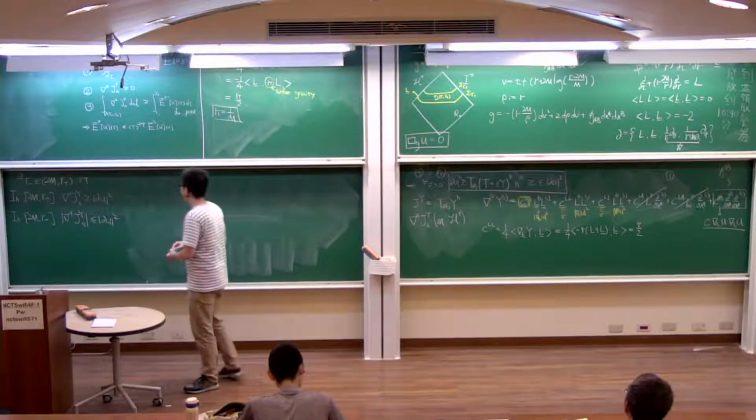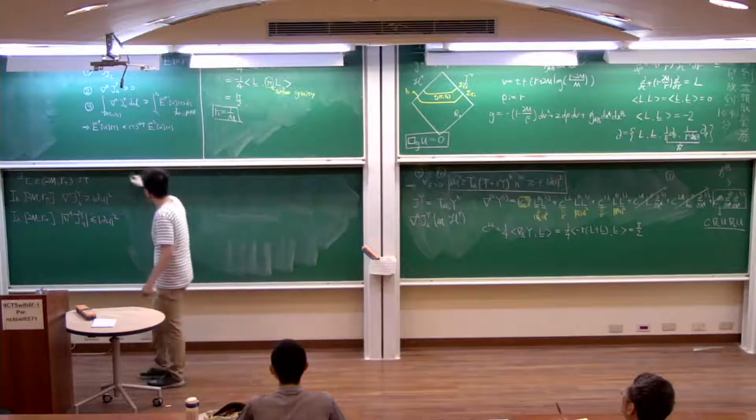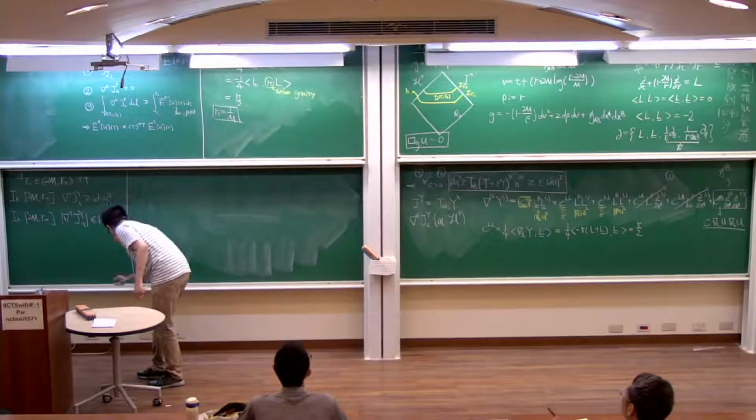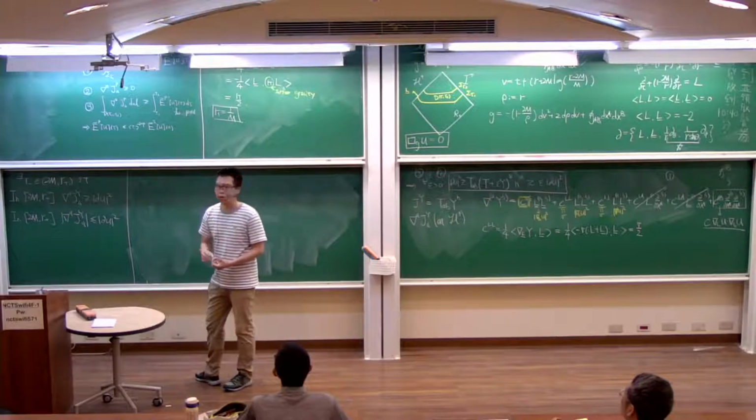So by using the redshift vector, we have a non-degenerate boundary term. Now let's look at the Morawetz estimate. It's actually quite subtle.